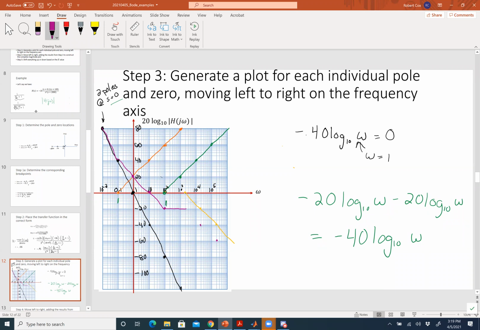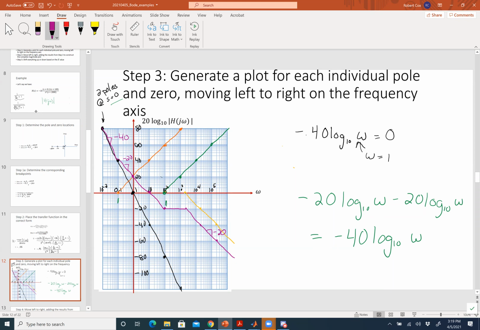So let's draw that up. It'll be like that. You guys follow? So the slope here is negative 40, negative 20, 0 there, and negative 20 here. You guys follow what I did?